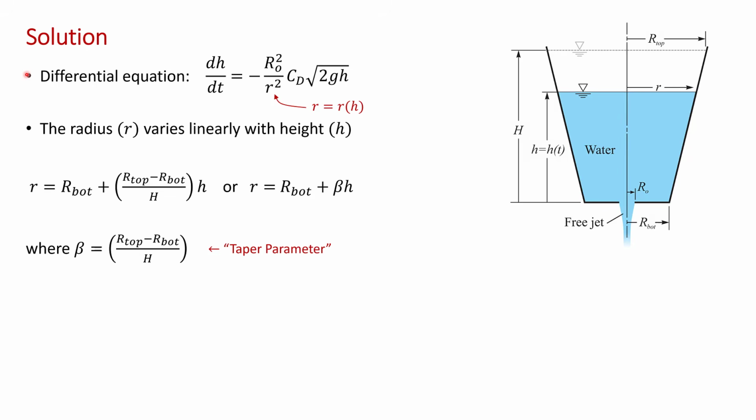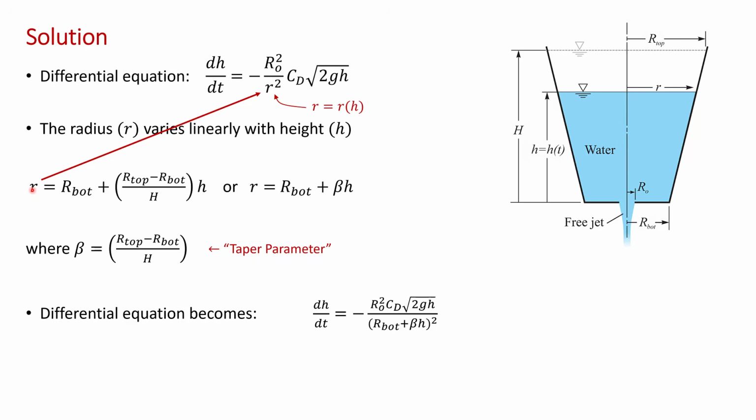We're almost there. We must make one final substitution, noting that the radius of the liquid surface changes linearly with height. R equals R bot plus the change in radius per unit height times h. Now we can check this expression. If we put h equals 0 here, we recover our bot, which is correct. And if we put h equals capital H, we get our top, which is correct. Now to simplify our final expression, I've renamed this coefficient here beta. Beta equals r top minus r bot divided by H. This is our taper parameter.